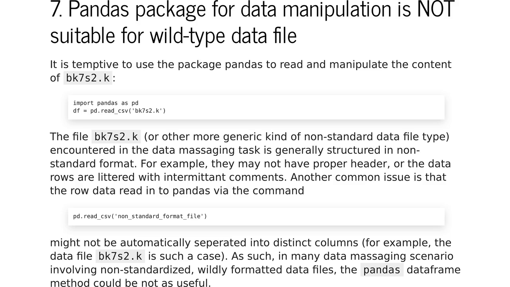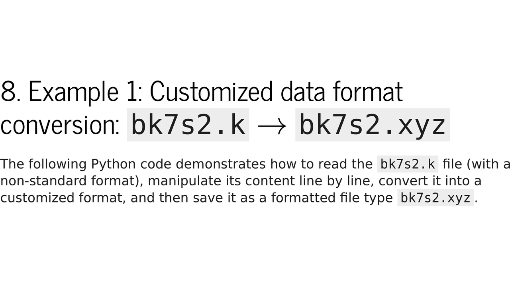Instead, a more manual, line-by-line processing approach using basic Python file operations often provides the necessary flexibility to handle these wild-type data files effectively. In our first practical example of data massaging, we will perform a customized data format conversion. The goal is to transform the bk7s2.k file, which has a non-standard format specific to its original application, into an XYZ format file that we will name bk7s2.xyz.